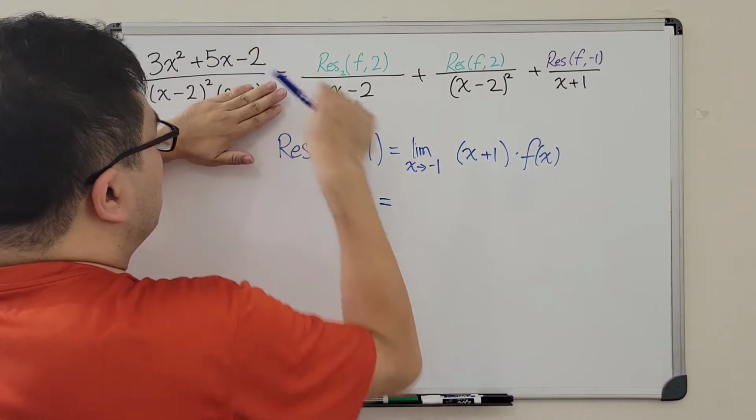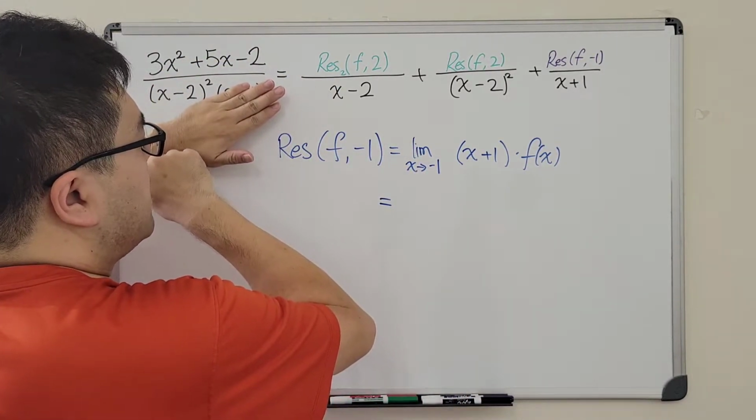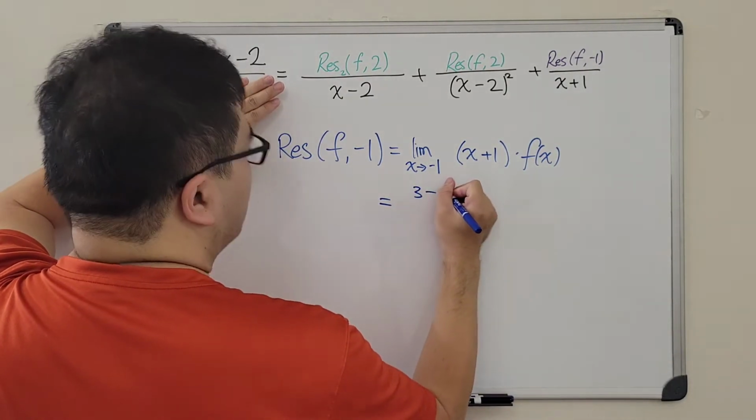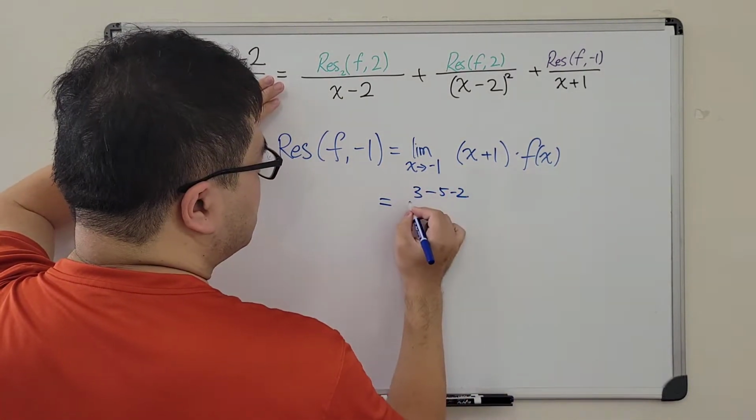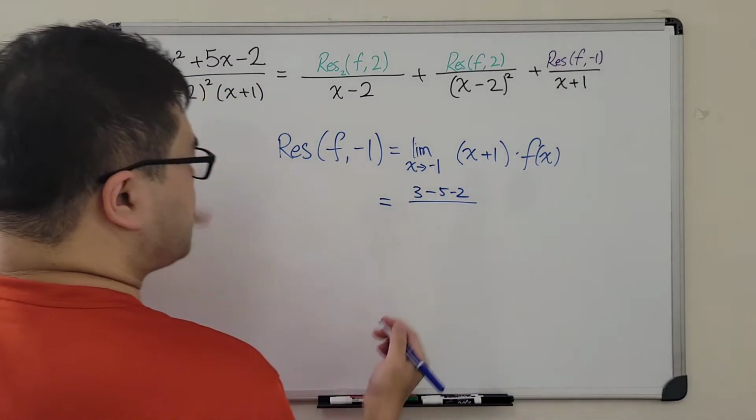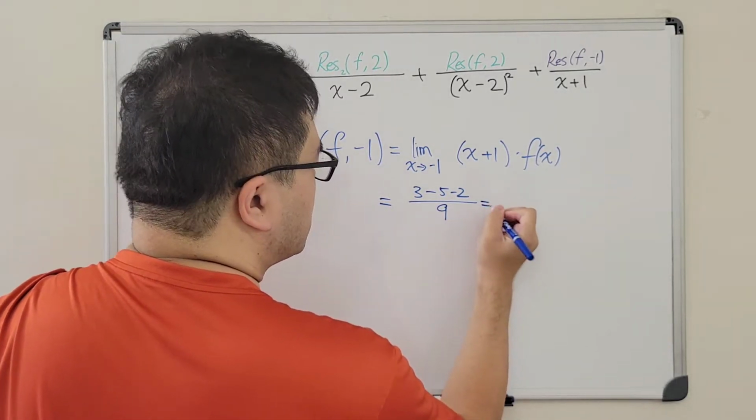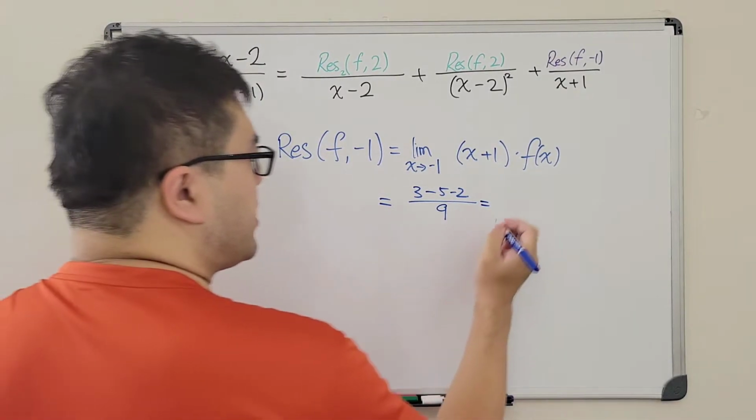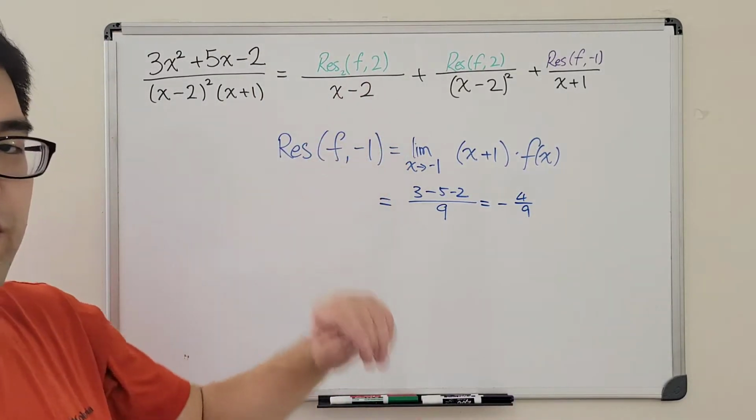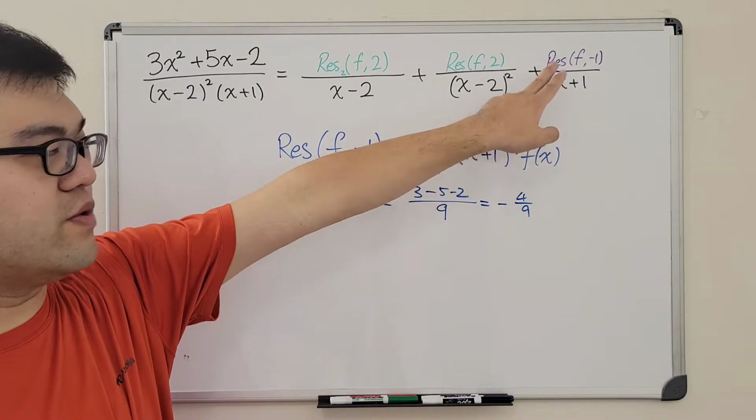So now we just need to replace all the x by -1, giving us 3 minus 5 minus 2 on top, and we have -1 minus 2, which is -3, squared, which is 9 on the denominator. And if we simplify, we get -4 over 9. Great. So we can now quickly find out what the purple part is.